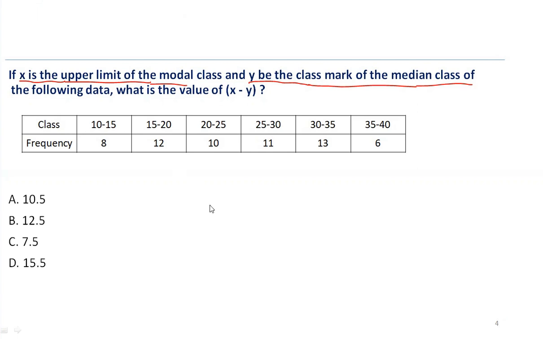X is the upper limit of the modal class, right? So first of all, what is the meaning of modal class? Modal class is nothing but the class with the highest frequency. You can see the frequency values in the table: 8, 12, 10, 11, 13 and 6. What is the highest frequency? The highest frequency is 13, and that is in the class 30 to 35.